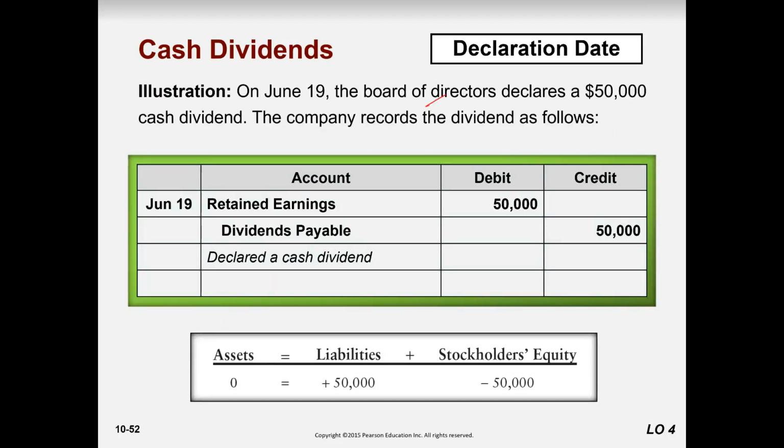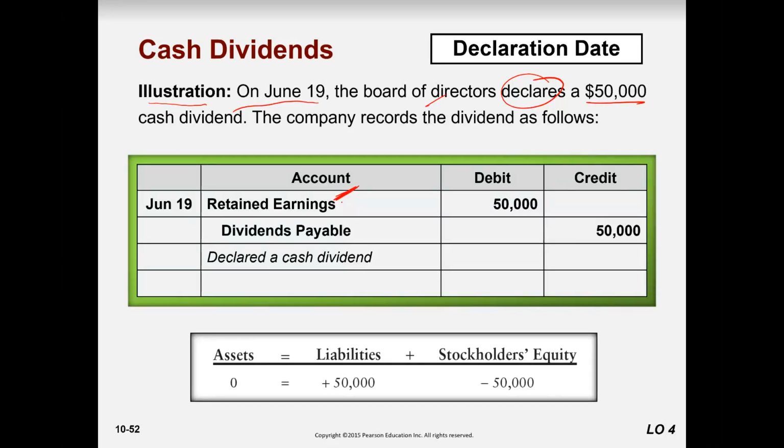Now, what would be the entry on the declaration date? Let's understand it through an illustration. When the company announces the dividend on June 19, the board of directors declares a 50,000 cash dividend. Did they pay that? No, they declared. They declared it through retained earnings, because net income goes to retained earnings through closing entries, and from retained earnings you pay back some amount as dividend.